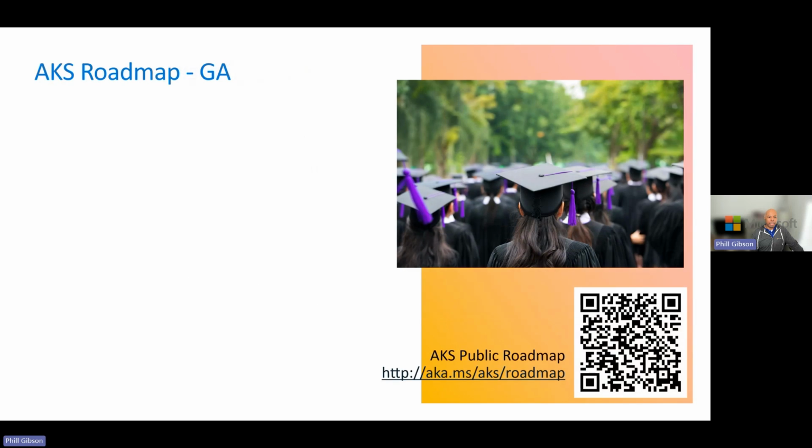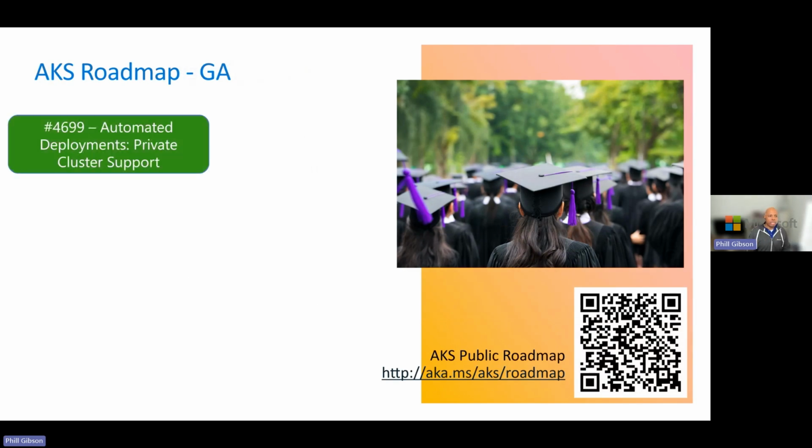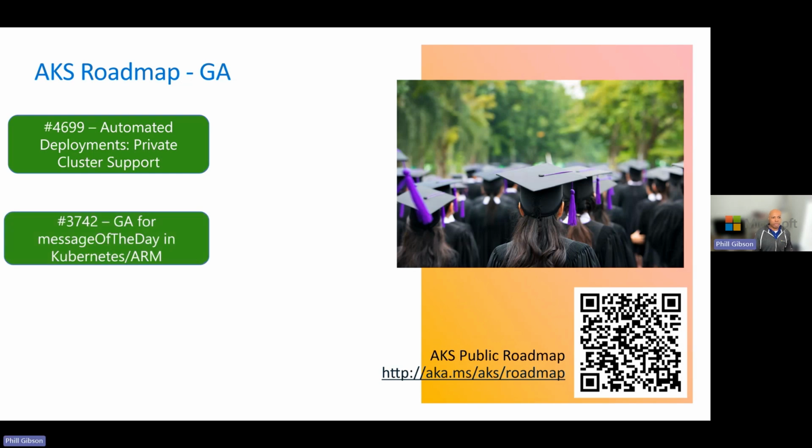Okay, so let's talk about what has happened with GA coming up. Automated deployments has been GA for public, and we now have GA for your private clusters as well. So again, streamlining your whole CI/CD process with automated deployments is available. Next, we have the GA for the message of the day. This allows you to update the login banner for the machines in your node pool, and you can do that via ARM or the CLI.